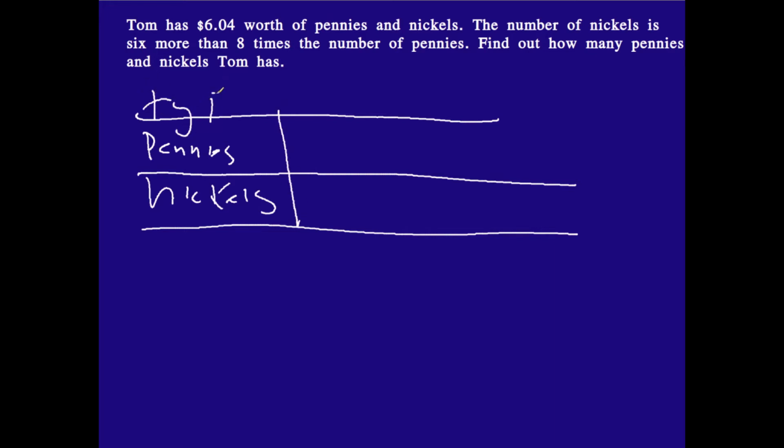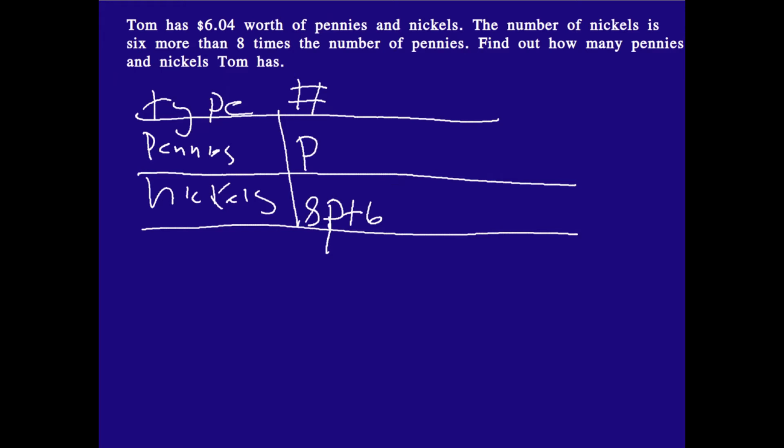You have your type. So we have pennies and nickels. The number, the value, if you will. So for pennies, we know that it's going to be P. That's what we're just going to call pennies, P, in our equation here. But for nickels, it's going to be 8 times P plus 6. Let me make that nice and long here. Plus 6, because it's 6 more than 8 times. So 6 more is plus 6, and 8 times more is 8 times P. So pennies is going to be P, nickels is going to be 8 times P plus 6.